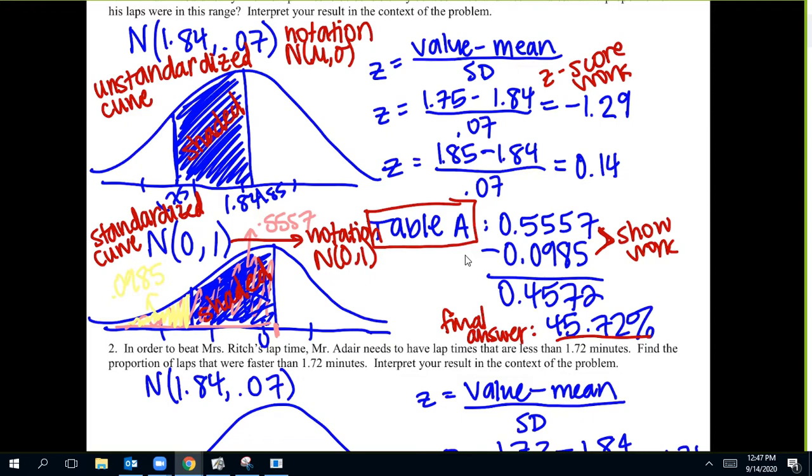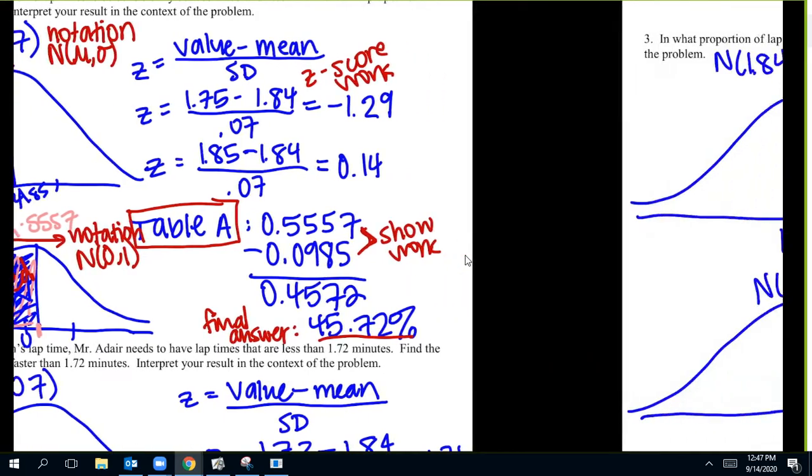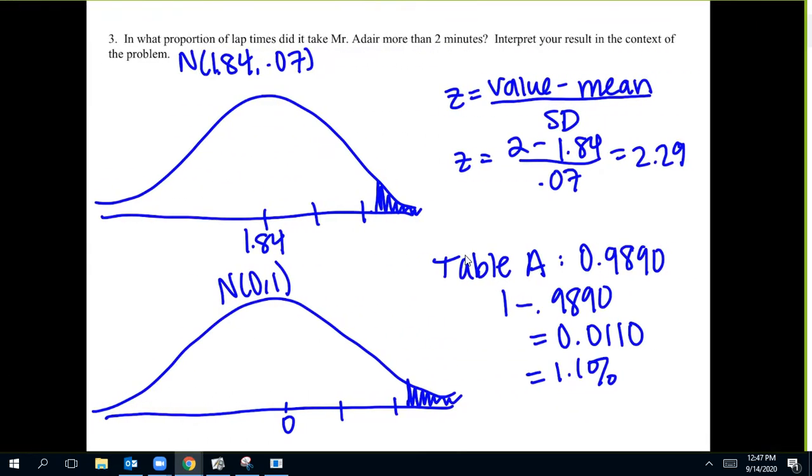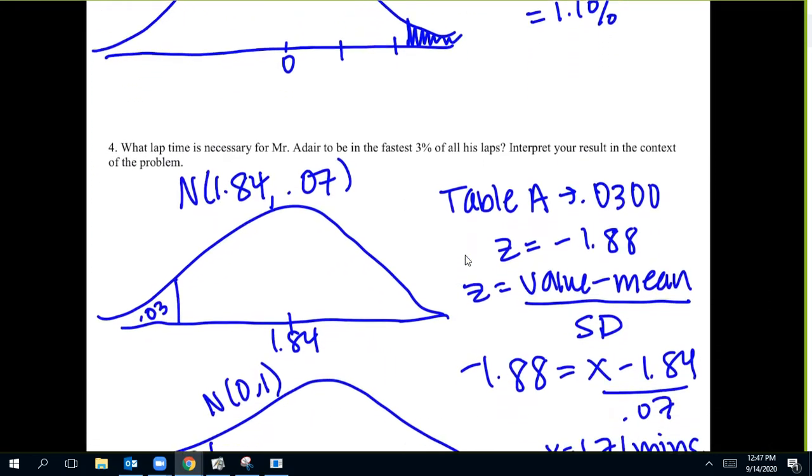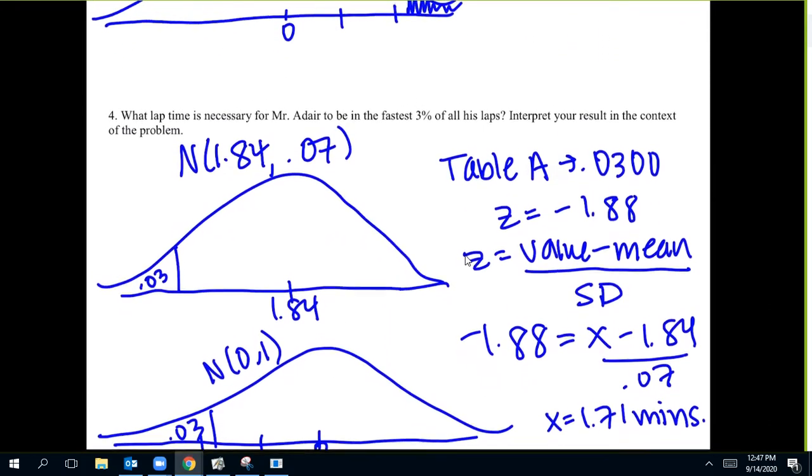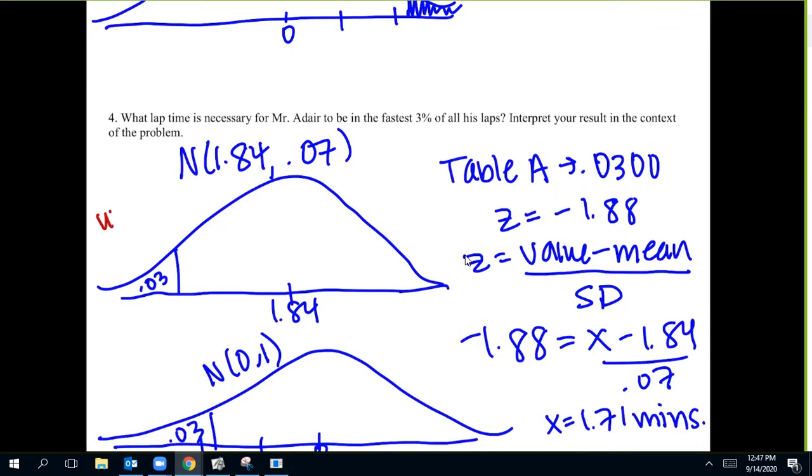We're going to skip to number 4, since that's all you were asked to do on your warm-up. We're going to label this one the same way. Again, I have my unstandardized curve. Many of you might think it's overkill to do this over and over for each one, but that is what we are asking you to do right now. We have the notation. Both of those are required.